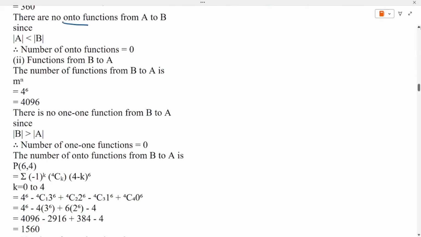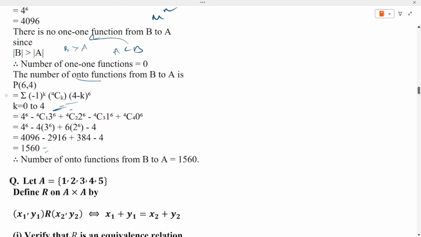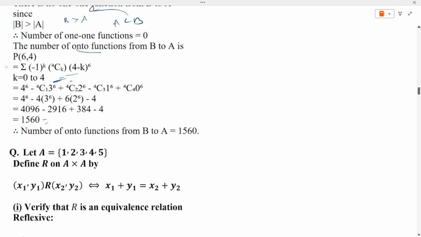Next is functions from B to A. That is m power n, just the reverse process of the previous. Again, B is greater than A, that is A is less than B, both are the same, so there is no one-one function. Onto functions you will get by substituting the formula, summation of minus 1 power k, 4Ck, times 4 minus k whole power 6, and you will be substituting the values of k from 0 to 4. That's it. If you perform the combinations, you will get these answers.